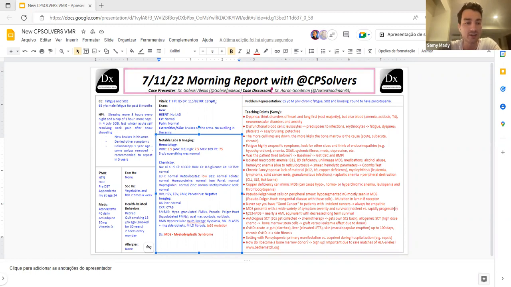and when there are low platelets, it comes to easy bruising or petechiae. And Dr. Goodman told us the nice pearl that the more cell lines are down, the more likely the bone marrow is the cause, and it's very important to classify it as acute, subacute, chronic.